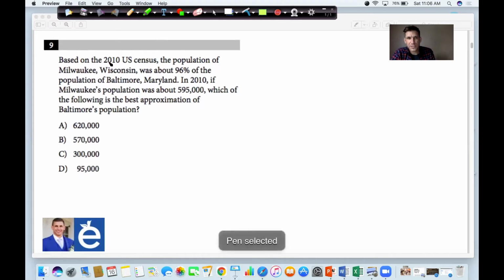So here we have, based on the 2010 U.S. census, the population of Milwaukee, Wisconsin was about 96% of the population of Baltimore, Maryland. That means that Milwaukee equals 0.96 of Baltimore. And in 2010, if Milwaukee's population was this, which of the following is the best approximation of Baltimore's population?